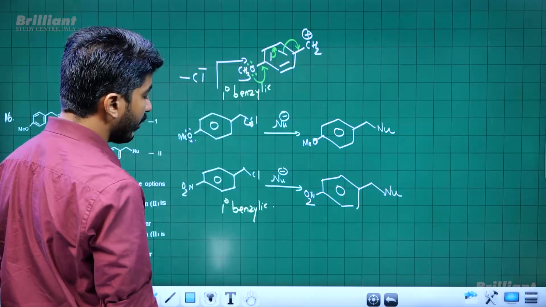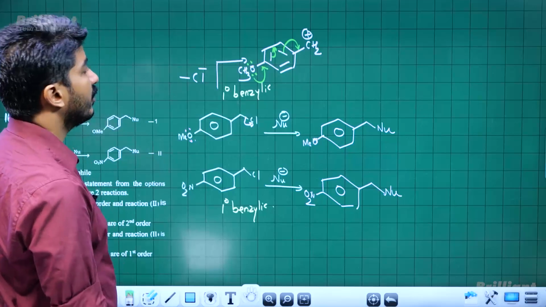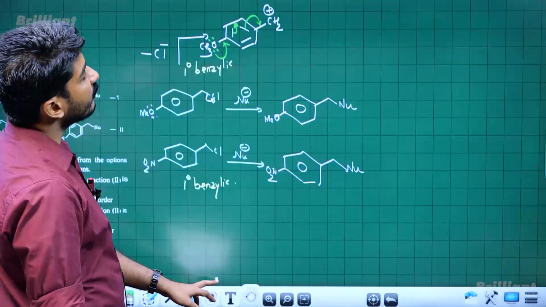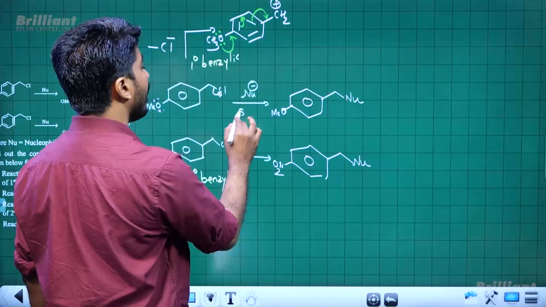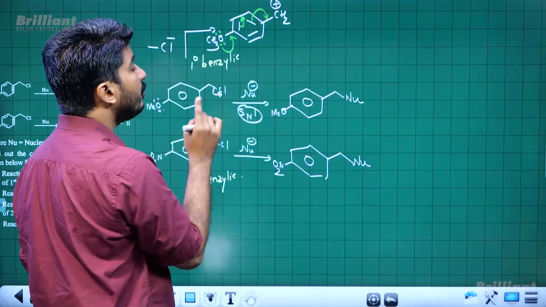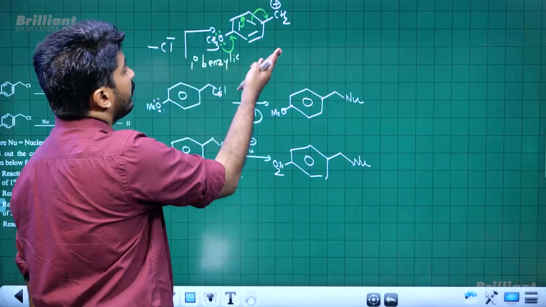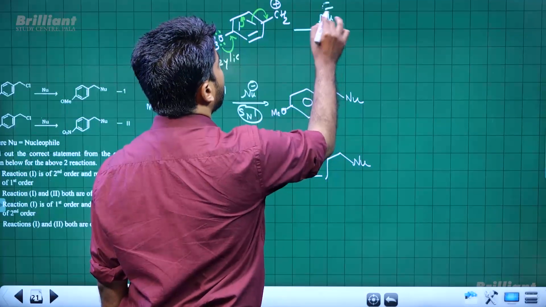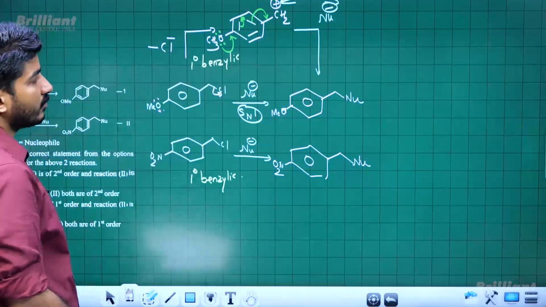Already a benzylic carbocation is resonance stabilized. Other than that, it is further resonance stabilized due to the OCH3 effect. So that OCH3 effect promotes SN1 reaction in the first case. So the first reaction should be SN1, because of the high stability of this carbocation. First the carbocation forms, and later the nucleophile adds to give the product.